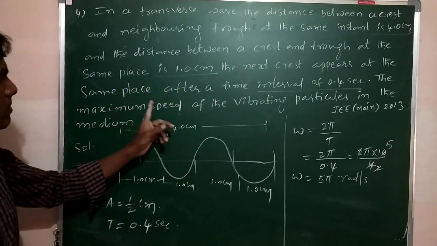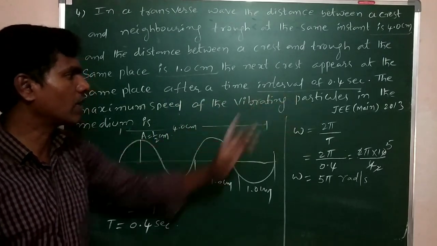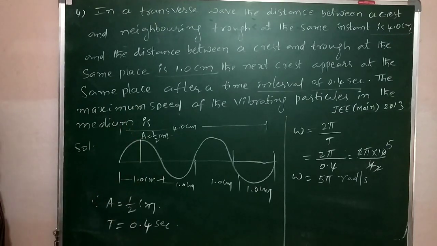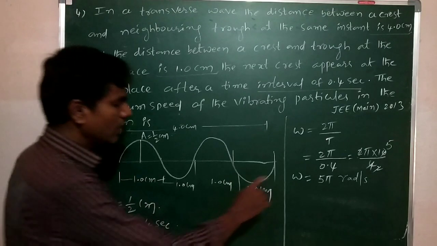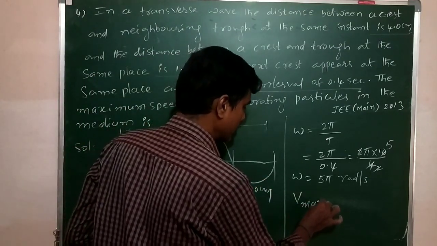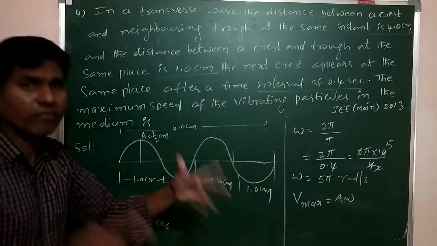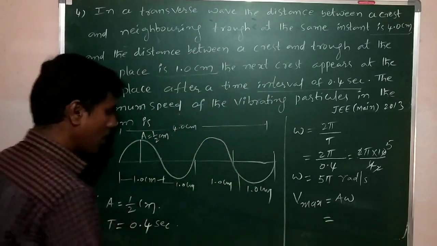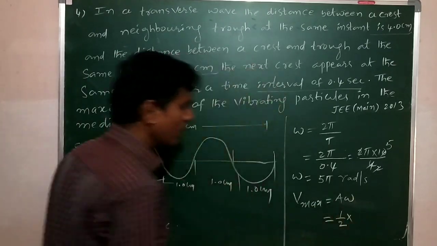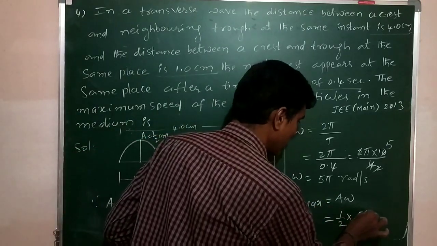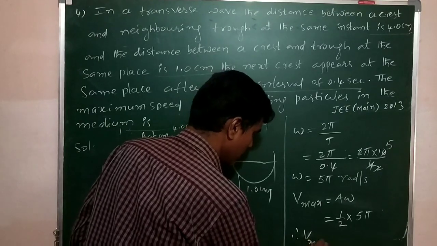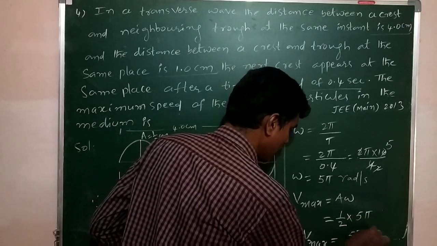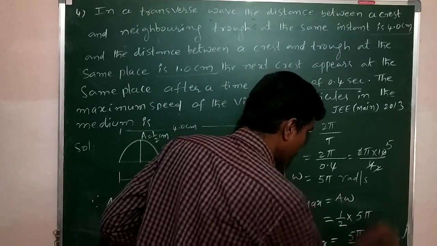Here the maximum speed of the vibrating particles in the medium is asked. So what is the maximum speed of these particles in the y direction? Here V max is equal to A omega. We know the value of A. A is equal to 1 by 2 centimeters here. And what is the omega value? The angular velocity is 5 pi. So therefore V max, the maximum velocity, is equal to 5 pi by 2 centimeters per second.